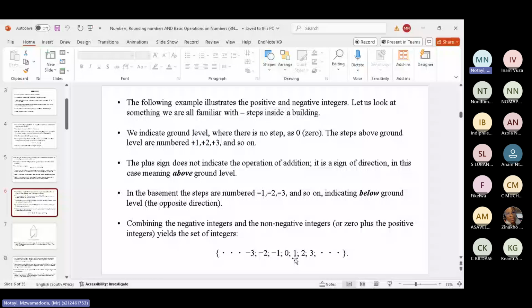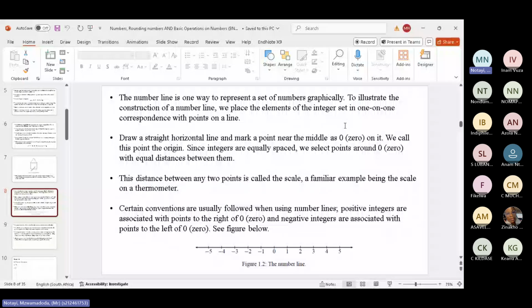Okay. So the number line is one way to represent a set of numbers graphically. To illustrate the construction of a number line, we place the elements of the integer set in one-to-one correspondence with points on the line. So what you do, the first thing is just draw a straight line horizontally and mark a point near the middle as 0. So this is the starting point or the origin. So we call this point the origin.